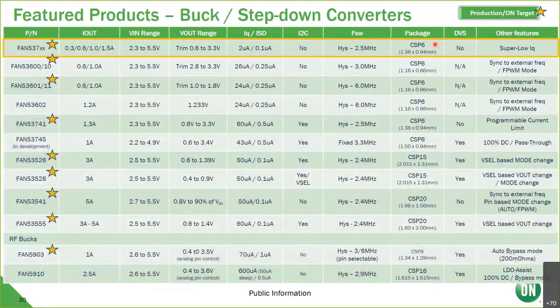And my CSP devices are all captured here, all on target in production. I'm specifically going to talk about the FAN537 series initially, but I've got the IQ and the IST here. I've got the I-outs here. So the I-outs range from 5 amps down to 300 milliamps. And then also you note the high-speed switching frequencies. So we go as high as 6 megahertz. Again, the higher switching you can do, the smaller your part count can be. So your inductor can be smaller relative to the amount of load you have. And your input and output capacitors can be smaller. And again, these CSPs are very small packages.